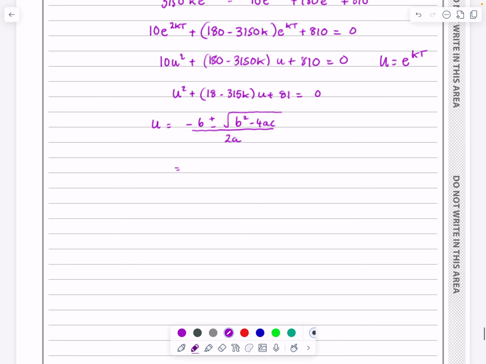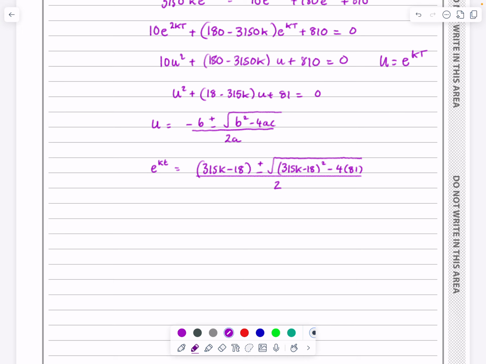So that's going to be 315k minus 18, because that's minus b, plus or minus the square root of that same thing squared. This looks horrible, but we're just going to sub some values in a minute. In fact, I'm not going to do it, I'm going to let you do it. Minus 4 lots of ac, well, that's just 4 lots of 81 now. All divided by 2.